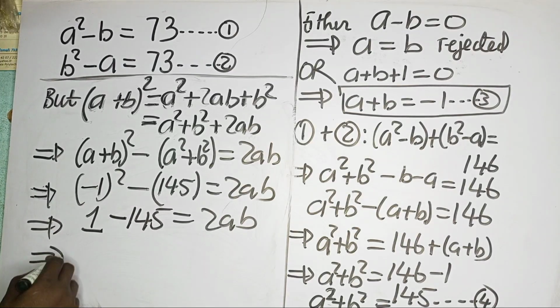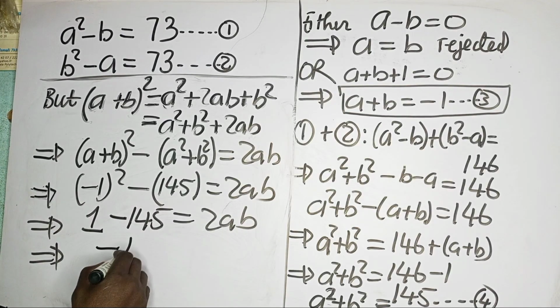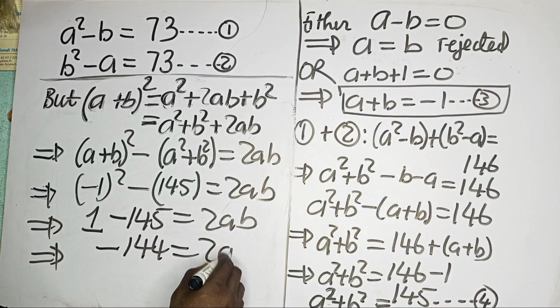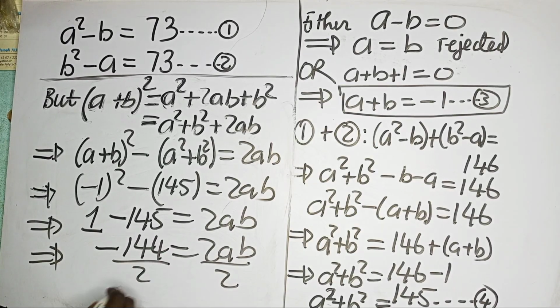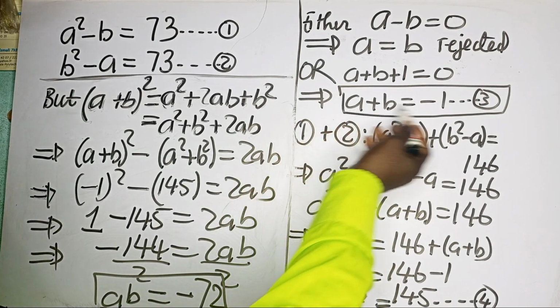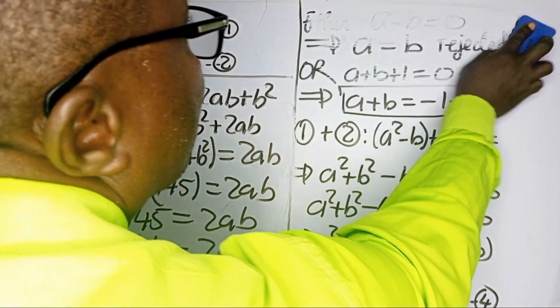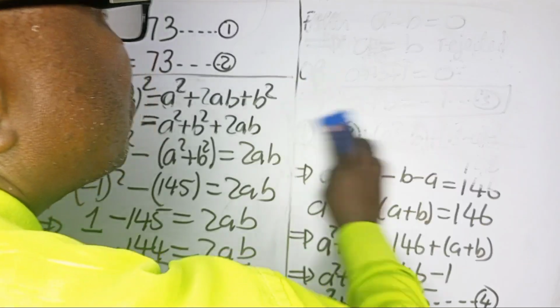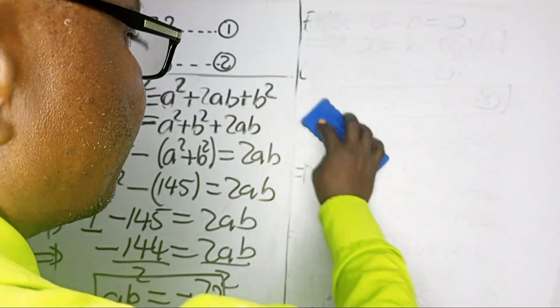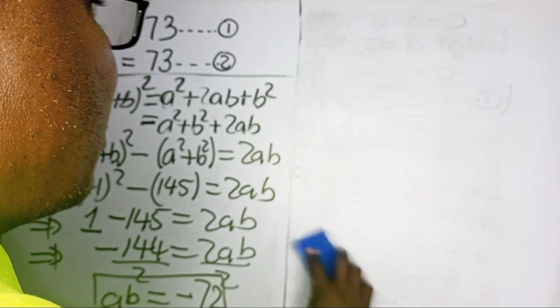Okay, so what do we get? 1 minus 145 is -144 is equal to 2ab. We divide both sides by 2, so we'll have the product AB to be -72. Very, very important. So we have the product AB to be -72. We know our sum of roots, we know our product of roots. So what is left now is for us to put in the general quadratic equation.